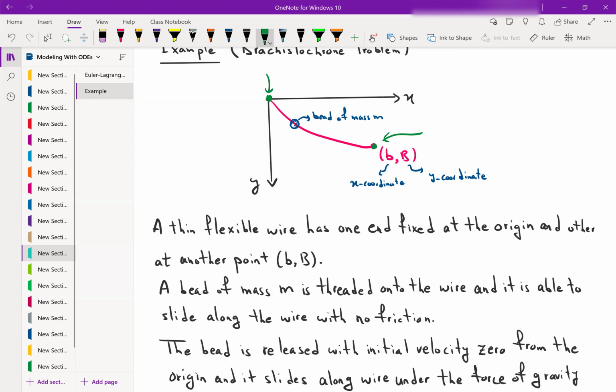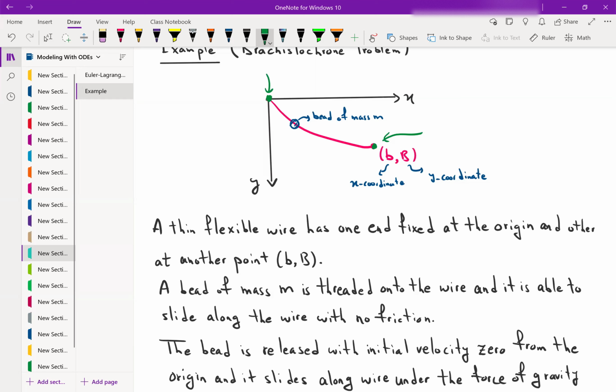And the surprising answer is that no, that will not be the case. We will carefully analyze this problem. I will tell you what the correct answer is. The correct answer is not the straight line. To your surprise, it is not the case that if the wire has the shape of a straight line, then that will correspond to the least amount of time for the bead to travel from the origin to the point b comma B under the force of gravity. And this is really interesting, and we want to talk about it.